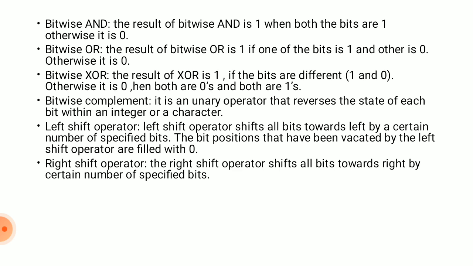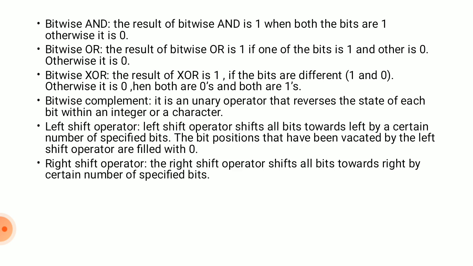Okay. So, however many bits they are going to shift, in that place the 0 will be filled, whether it is a left shift or a right shift. And right shift means the right shift operator shifts all bits towards the right by a certain number of specified bits. Here also the vacated positions are filled with a 0. Left shift means the bits are shifted towards the left, and right shift means the bits are shifted towards the right, by the specified number of bits.